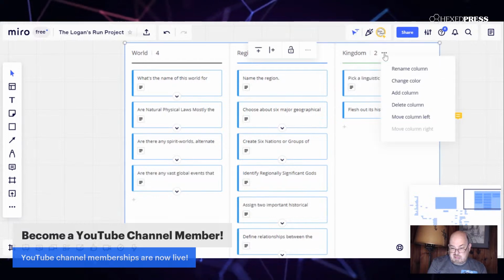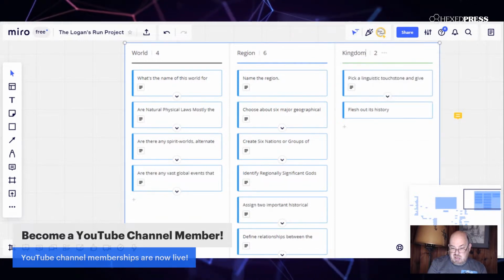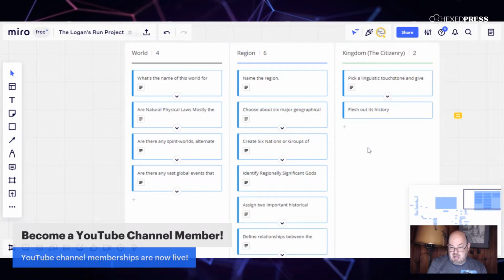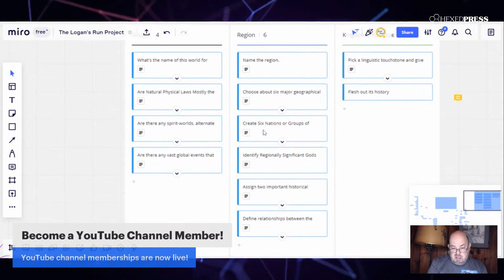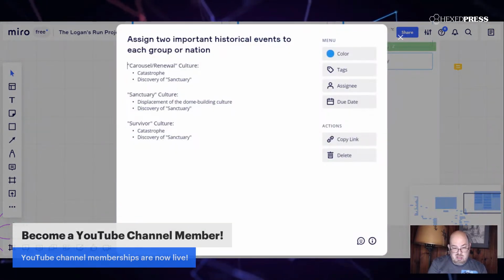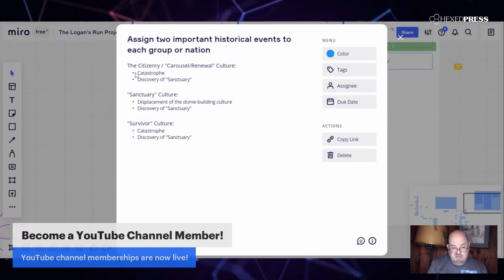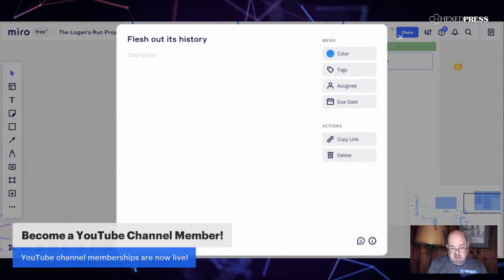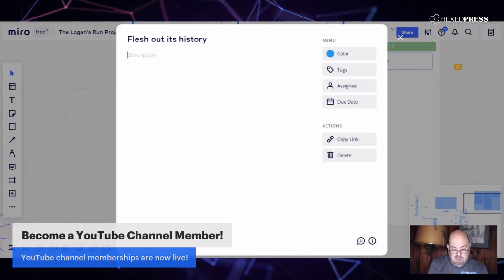Okay, so I'm just going to rename this, just so we know that this is, I guess we'll call it, the citizenry. I think that's how it's spelled. All right. We had some events. We did assign some events before. Now I can put their name in, which was the original catastrophe and the discovery of Sanctuary. So I'm just going to copy paste those.